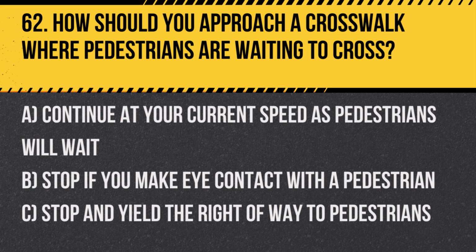Question 62. How should you approach a crosswalk where pedestrians are waiting to cross? A. Continue at your current speed as pedestrians will wait. B. Stop if you make eye contact with a pedestrian. C. Stop and yield the right-of-way to pedestrians. Answer. C. Stop and yield the right-of-way to pedestrians. Pedestrians have the right-of-way at crosswalks, and drivers must stop and allow them to cross safely.